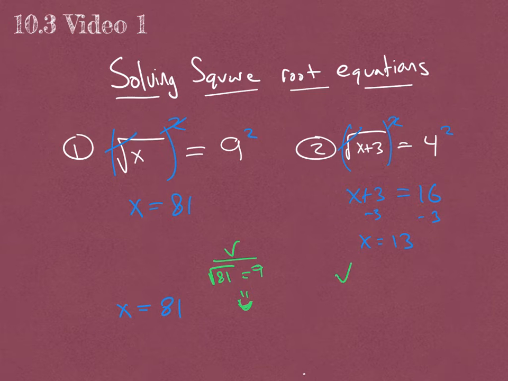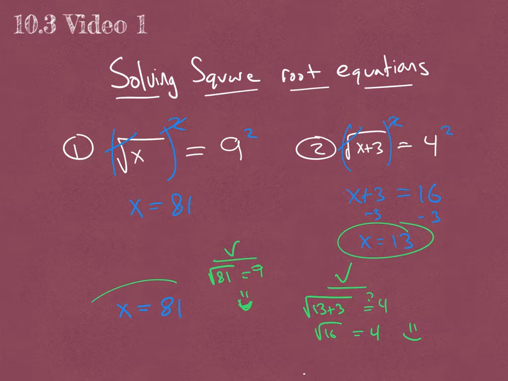Now to check my answer, I plug it back in. So I go square root of 13 plus 3, and I ask, does that equal 4? Well, square root of 16 does equal 4, so again, we're happy. So that works, so I can circle my final answers here. All right, let's try a few more.